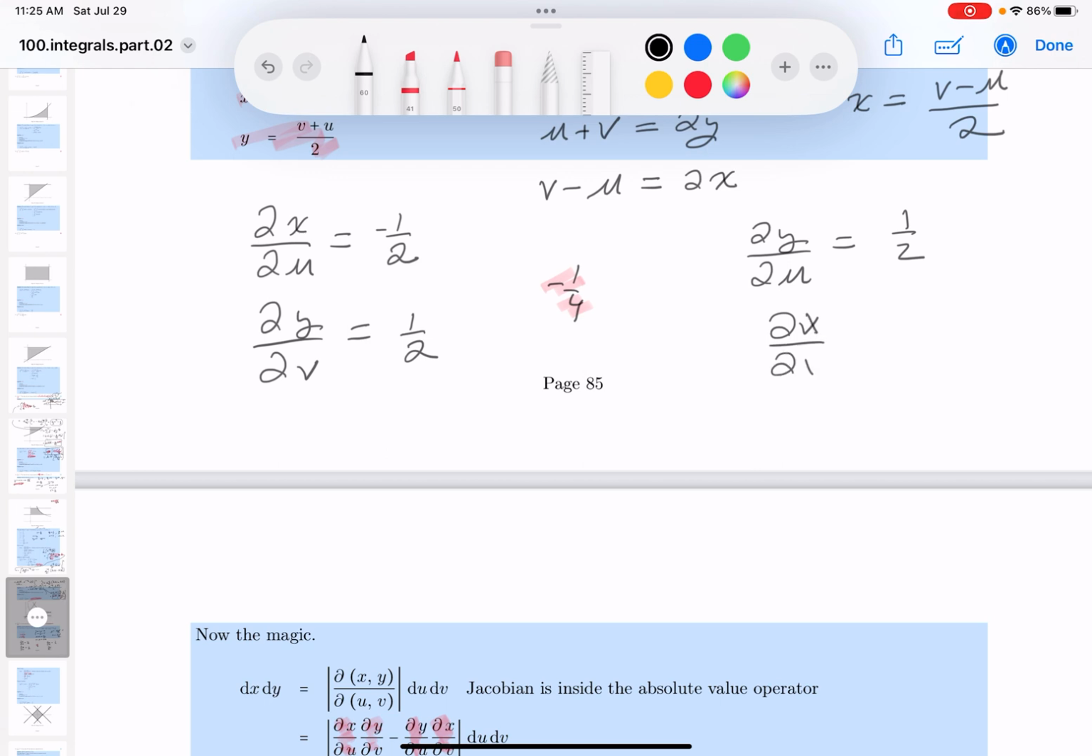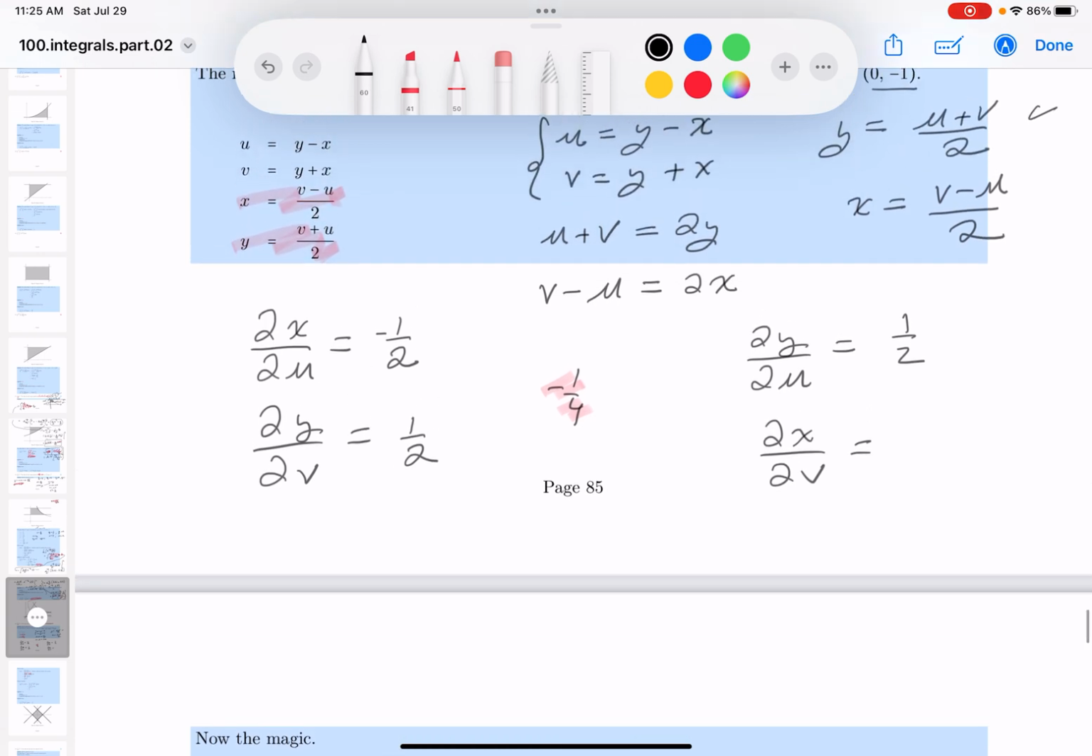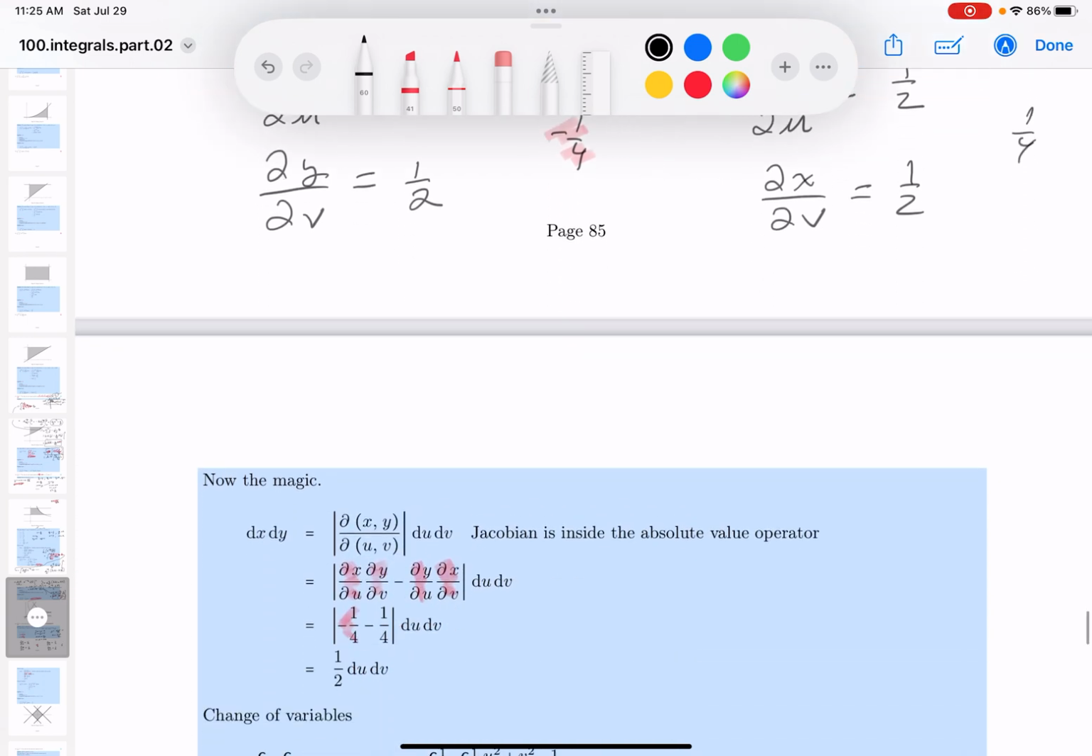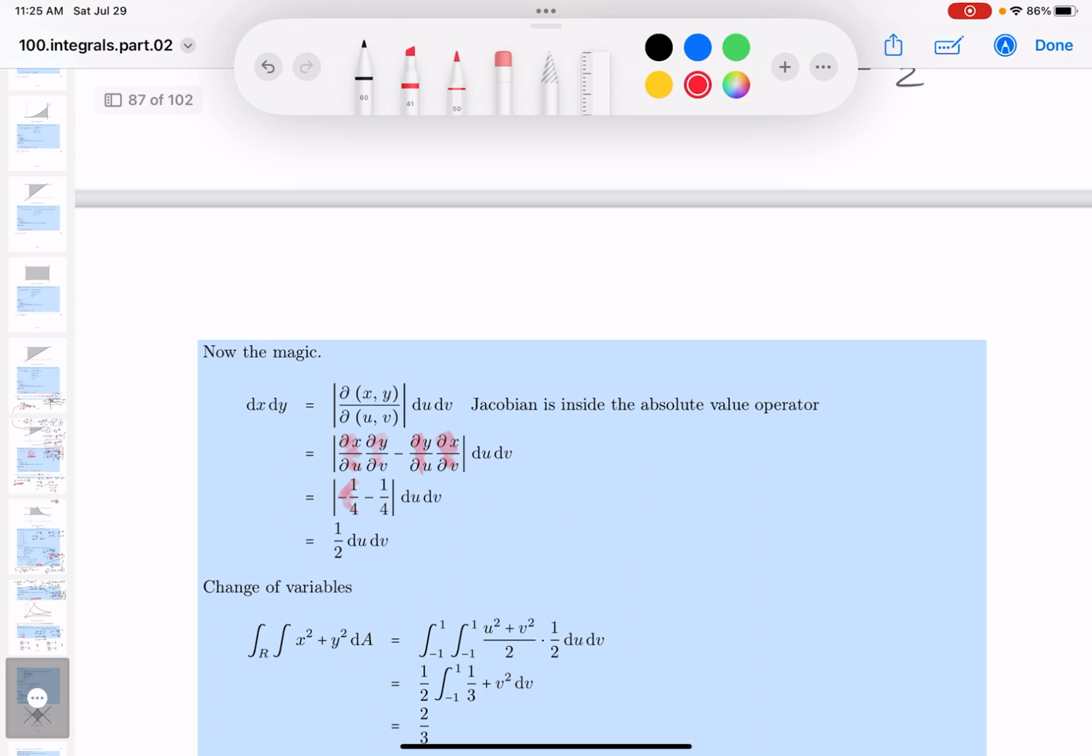I did it again. Let me get an eraser out. Okay, partial x, partial v. Get 1/2. What's the product there? It's a quarter. All right, let's go through that. And that's written right over here. Minus 1/4 is minus 2/4, which is minus 1/2. The absolute value of minus 1/2 is just 1/2.